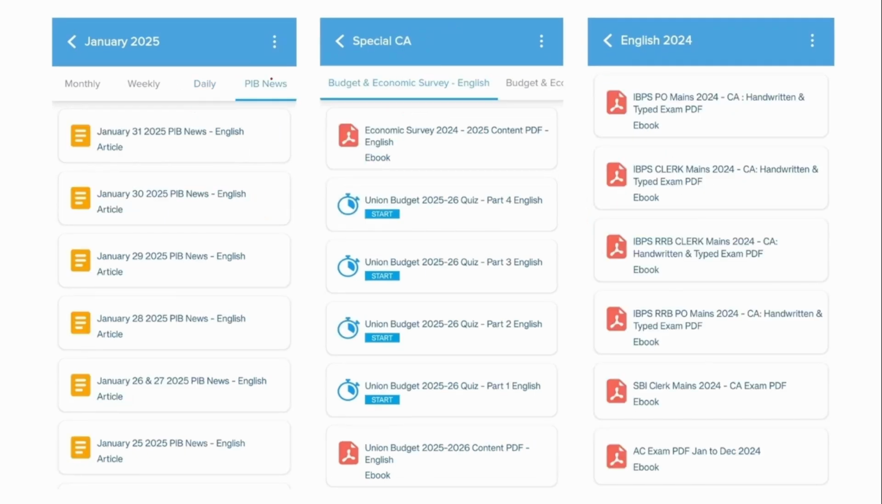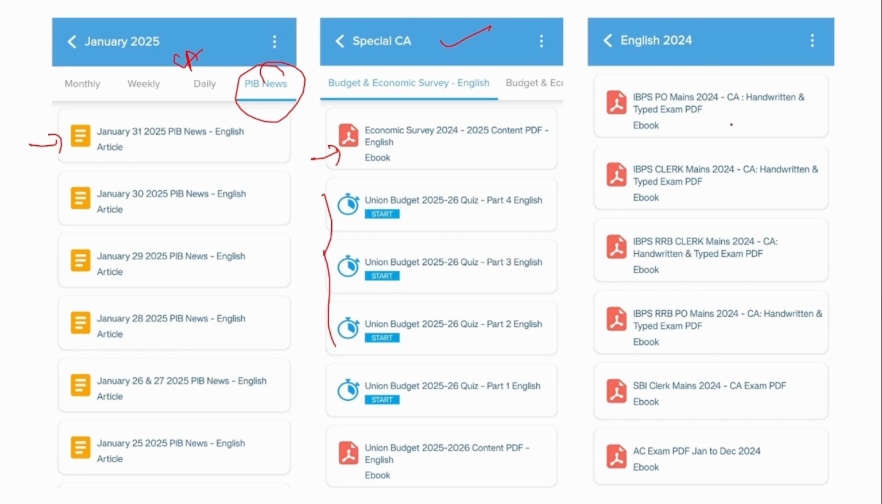Next is that we also provide you the PIB news apart from the current affairs. So you can go and access our PIB news on a daily basis from this path. And as I mentioned, this special CA covers very special topics like budgets and economic survey. After reading the content provided in this PDF, you can go and attend the quiz given below.